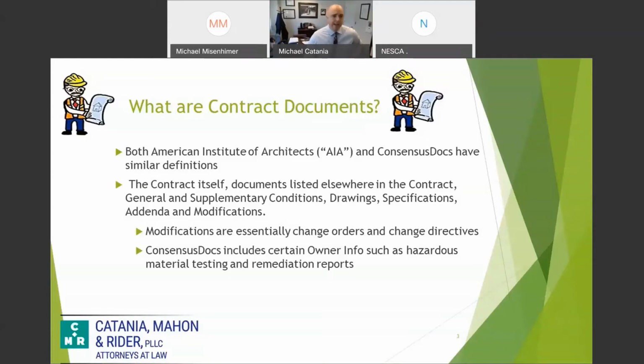Okay, so the AIA and ConsensusDocs have similar definitions. And typically, right, it's the contract, the specs, general and specific conditions, drawings, any addenda, modifications. When I say modifications, typically you're talking about a change order or a change directive. So when those are executed, they become part of the contract documents. ConsensusDocs also include certain owner supplied information, typically having to do with hazardous materials or asbestos abatement plans, things of that nature.